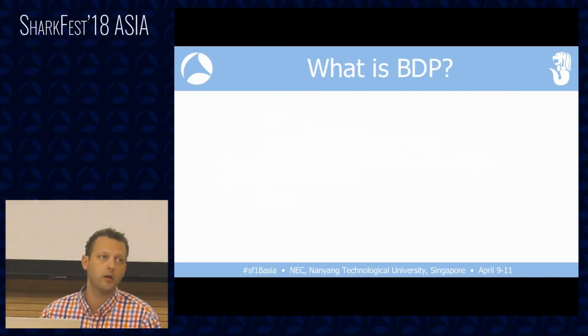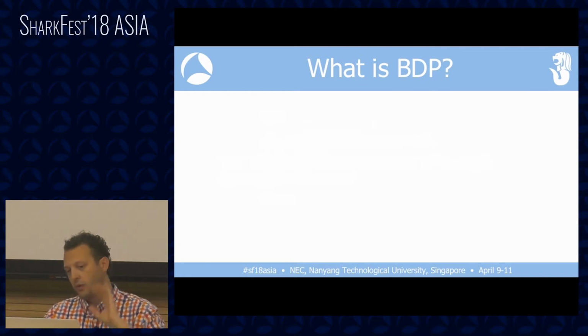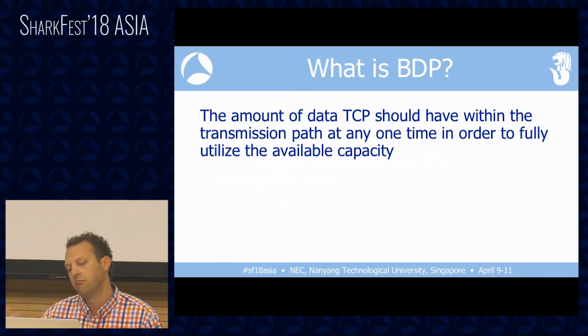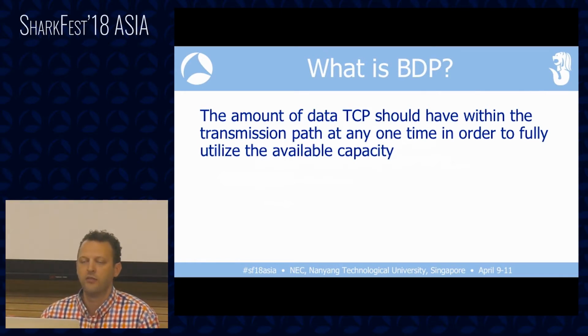So BDP, you've probably heard this around while you've been here. What is BDP? What does that stand for? Bandwidth delay product. So we're talking about the amount of data TCP should have within that pipe, the transmission path, at any one time in order to fully utilize that capacity. So bandwidth, 100 megabits, whatever, times latency, 20 milliseconds. You can divide that by 8 to get the bytes. That's how many bytes it takes to end-to-end fill the pipe.